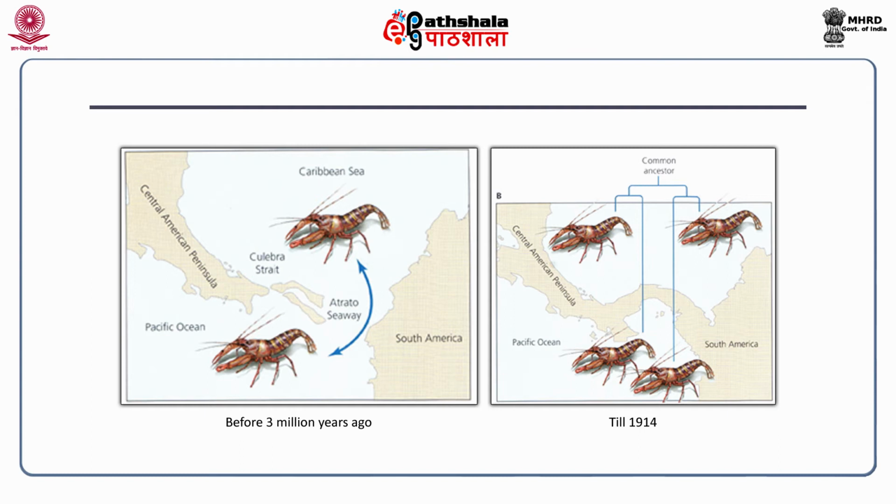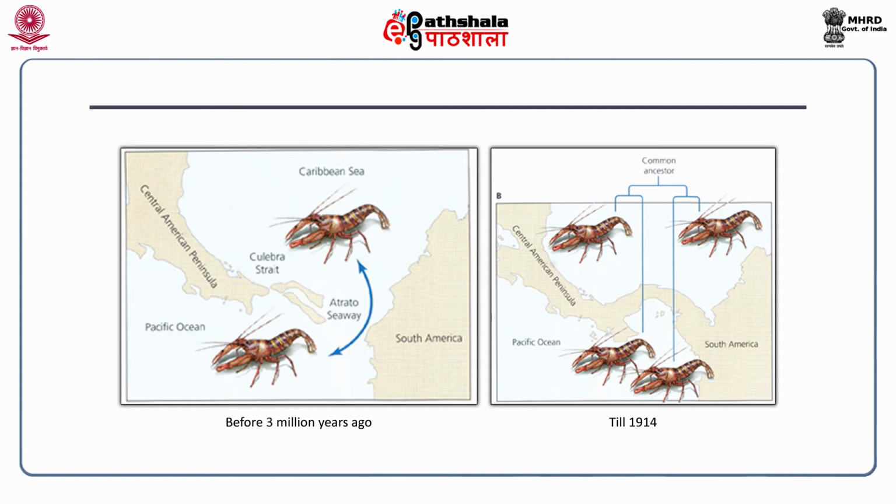So, the shrimp population, as you can see in this particular diagram, in the Caribbean Sea of the Atlantic cannot interbreed with that in the Pacific after the formation of the isthmus. It has been in place for the last 3 million years. That's one reason, and these shrimps now have diverged into separate species.